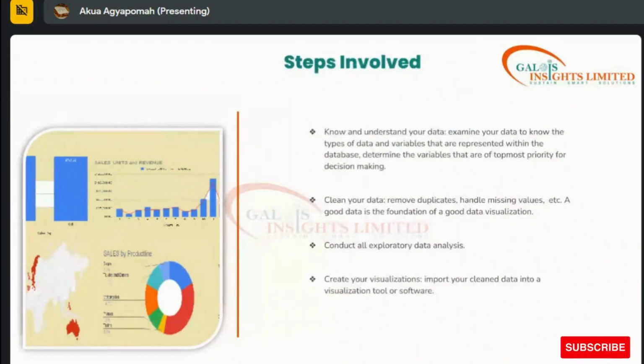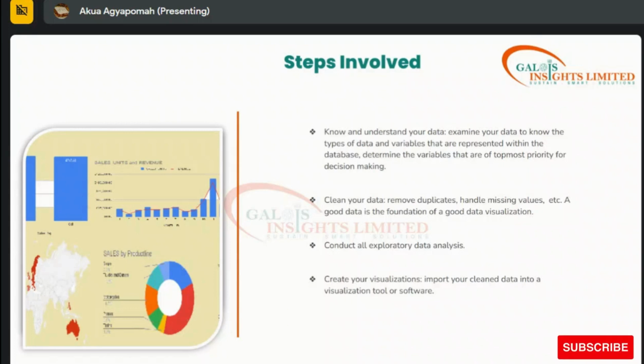So we will move on to the steps involved in data visualization. The very first step is for you to know and understand your data. You have to examine your data. When we talk about knowing your data, you should understand that we have different types of charts that are best suited for different data types.